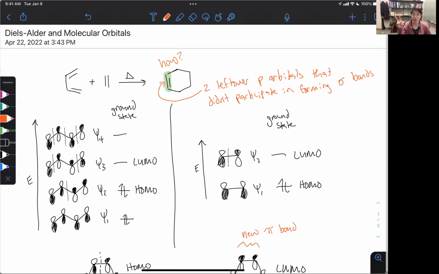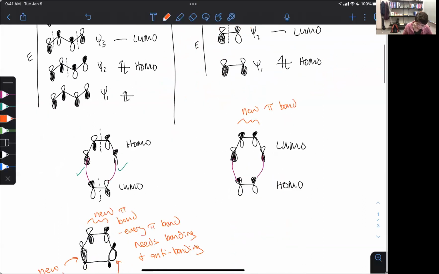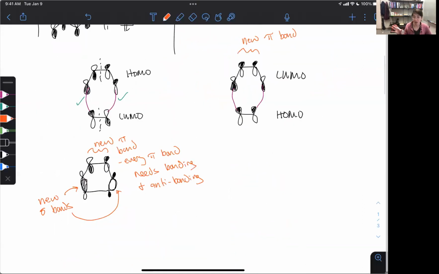It's just we have 2 leftover p orbitals. They're still right next to each other. They're still going to have electron overlap and form that pi bond. Okay, so that's the first question about where that pi bond comes from, and kind of putting it in a little bit of context with our sigma bond formation.